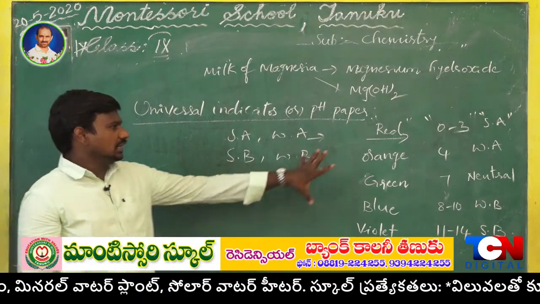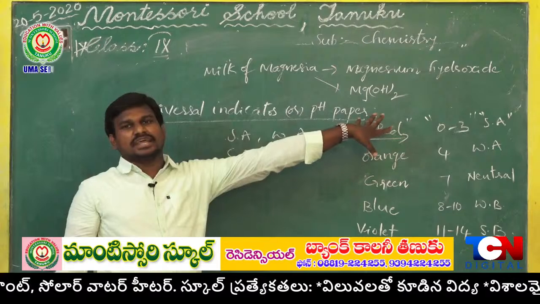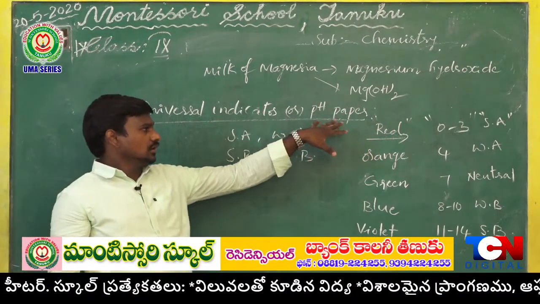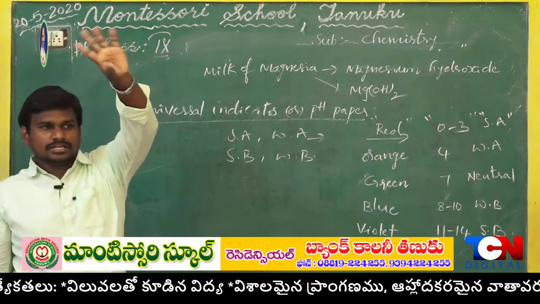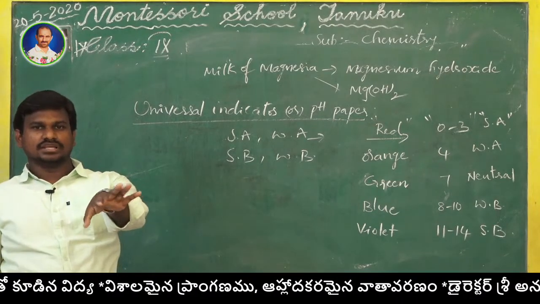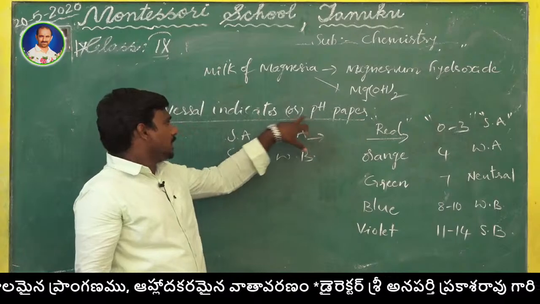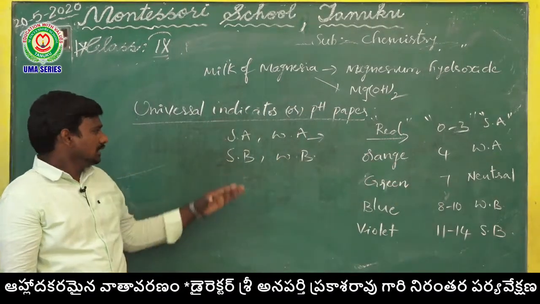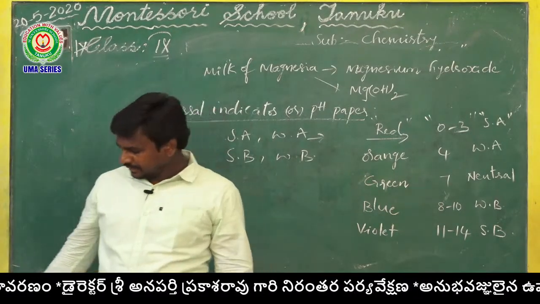So by observing the colors, we must identify the pH ranges also. So this is the difference between universal indicator paper or pH paper and normal litmus paper. Normal litmus paper gives the nature of substances only, but not the pH range. But pH paper or universal indicator gives the pH ranges also, and the strength of acid and base.